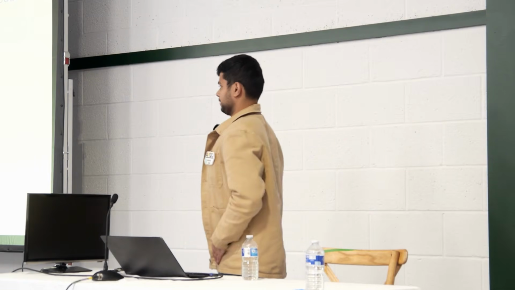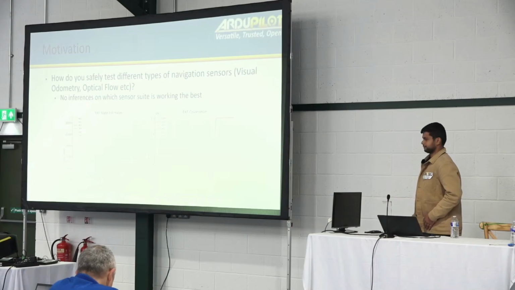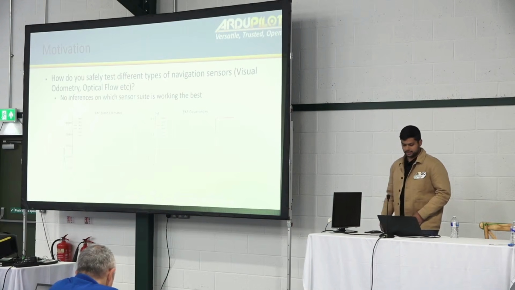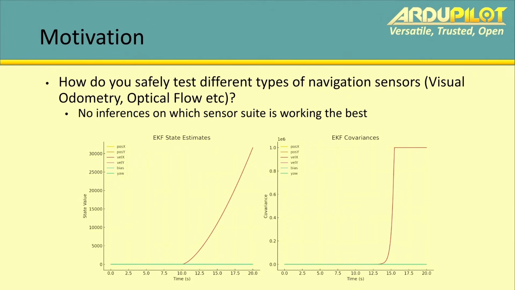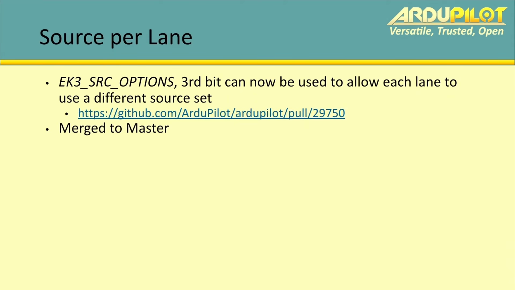And unfortunately, I couldn't bring the video, but these graphs are basically one of those states diverging like crazy. And if you see the drone, it's basically like a bullet. And it's really terrifying. And that's when I decided that we need to do something better. We can't just have all the EKFs using the exact same sensor. And so now we have this new feature called a source per lane.